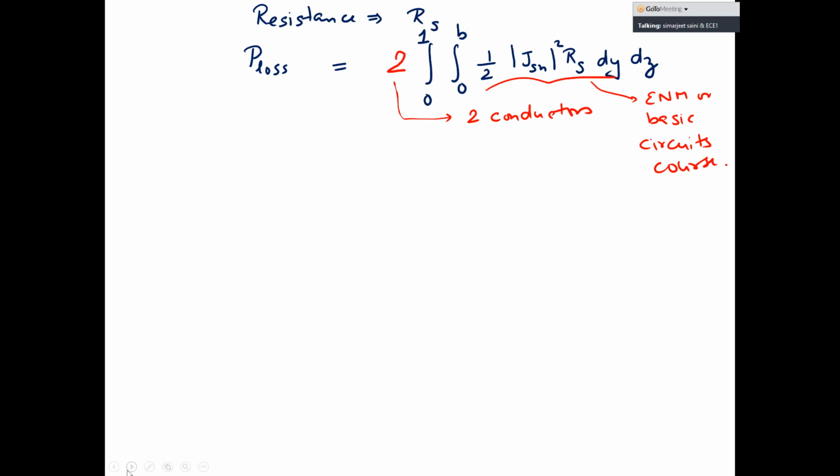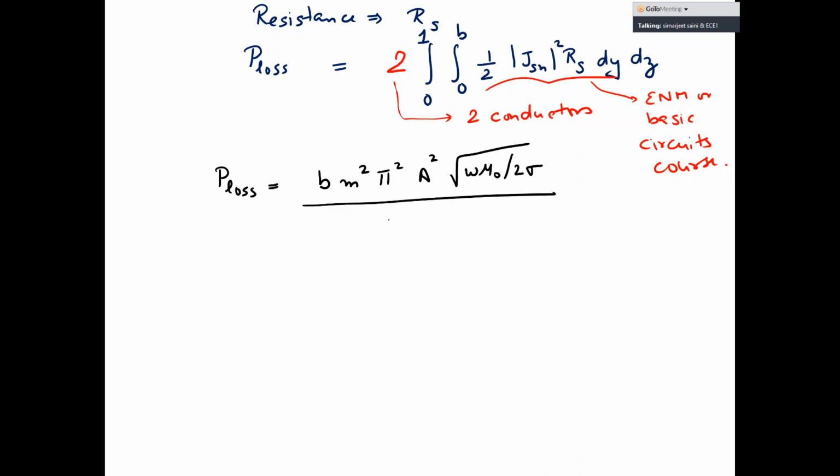So if I substitute these values, my loss becomes just integrate J surface normal. If you notice, it is all constants, so it's a very simple integration. It would be B m square pi square A square omega mu naught by 2 sigma, sigma being the current density, omega square mu square by A square.